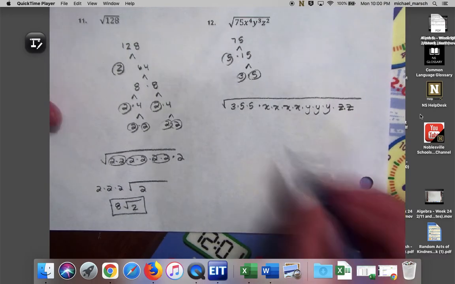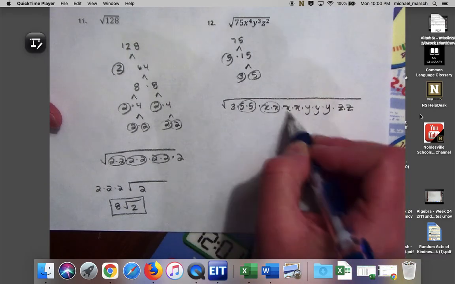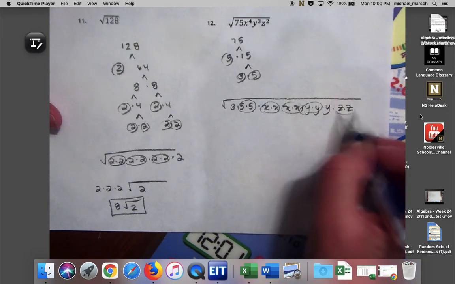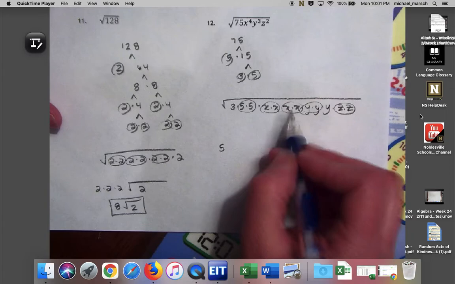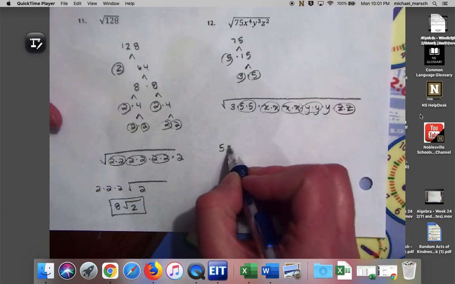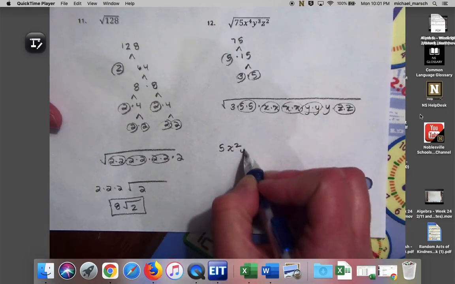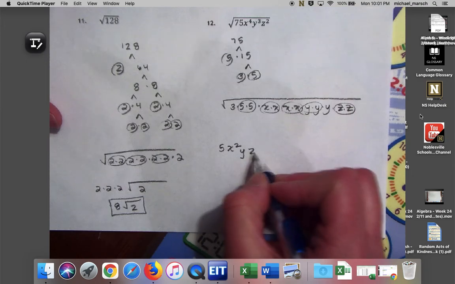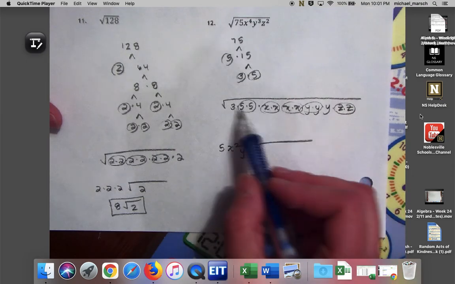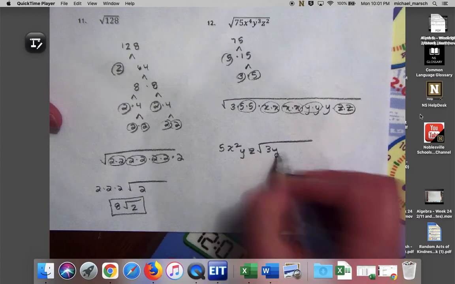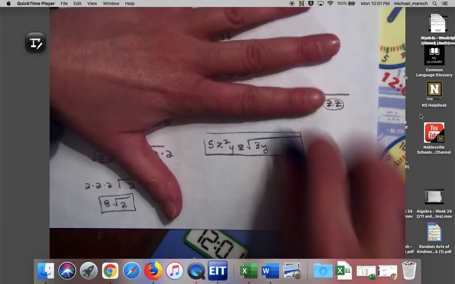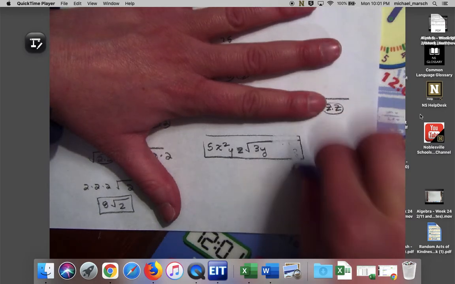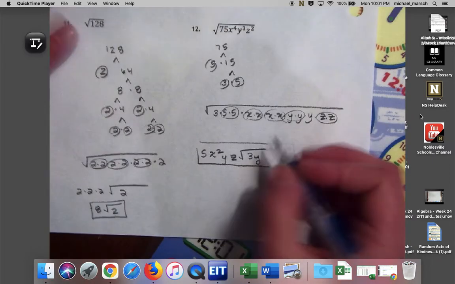So remember, we got to pair them up. So I'm going to take a 5 out, a couple x's, a y, and a z. So I'm going to have 5. I have 2 x's, like 2 pairs. So I'm going to have 5x squared, a y, and a z. And what's left is a 3 and a y. So that would be my final answer. I guess I didn't need this huge space here. What was I thinking? Okay, so that is that.